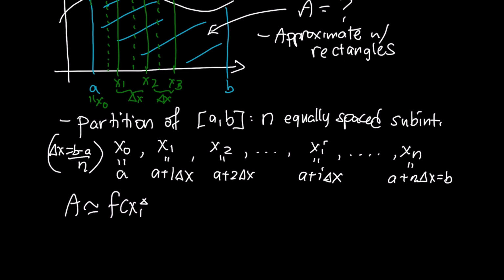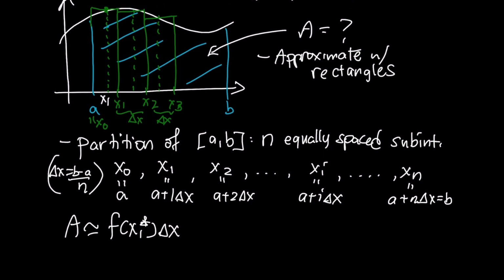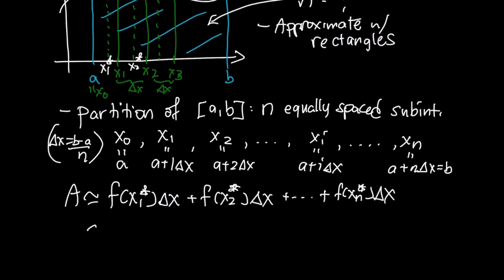The height of the first rectangle is f of x1 star times delta x. Now here is this x1 star. It's called the sample point on that first interval. Then you've got the second rectangle, height times width, and there's the x2 star. So on and so forth until you get to the very final one of these rectangles. Now this can be written in sigma notation or summation notation, and here we've got some f of xi star times delta x. Now this type of expression here is called a Riemann sum.